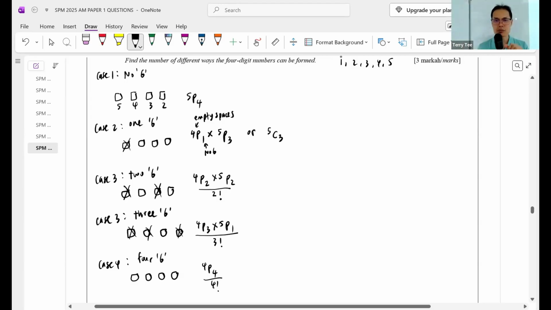So once I've chosen 3, I've already put one number 6 there. The number 6 is there, 6 no need to choose. Then I must multiply with what? 4 factorial. What is the meaning of this? You know the meaning of this? I've chosen 3, maybe I choose 2, 3, and 5. Then I plus with one number 6. Then I arrange it. How many ways to arrange it? 4 factorial.